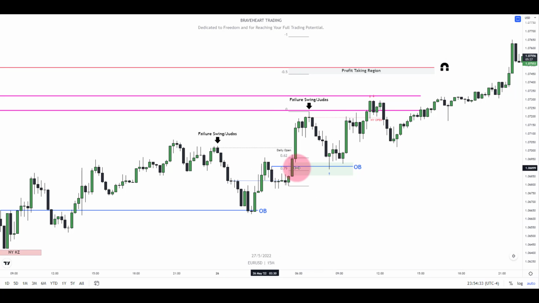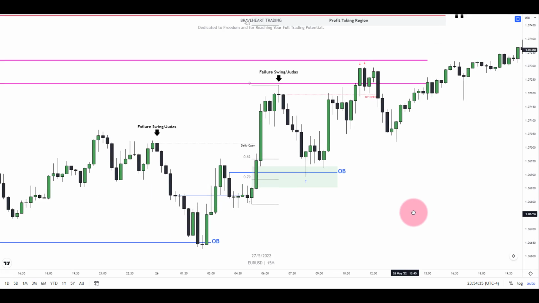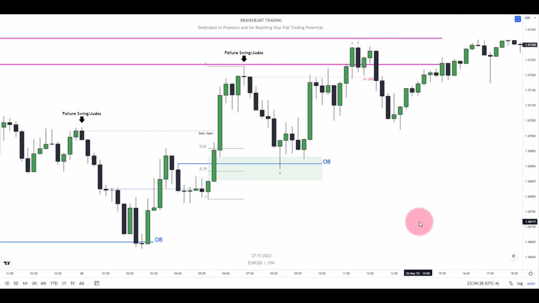So if we take a look closely here, we can see that this is the daily open, and the moment the daily open happened, price was trading lower, lower, lower, counter to what we had to expect price to draw towards, which is this magnet. So I'd say that's a failure swing and that's a Judas swing. I'm looking to take action on this, and the moment we got displacement from that region, I took a long.